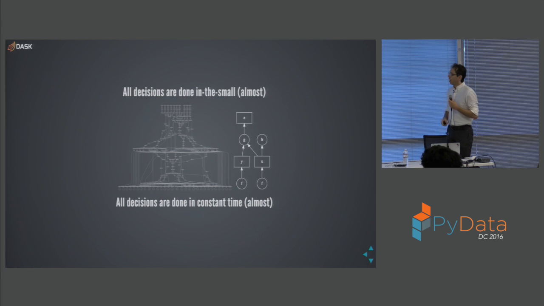So, Dask does everything in the small. It has no idea what an array is, or what a data frame is, or what a shuffle is, or what a reduction is. It knows what a task graph is. And it takes a little part of that task graph and figures out what to do. All of the decisions are done at that micro level. But out of that, if we make the decision just right, we get good macroscopic behaviors. Also, all decisions are done in constant time, almost.